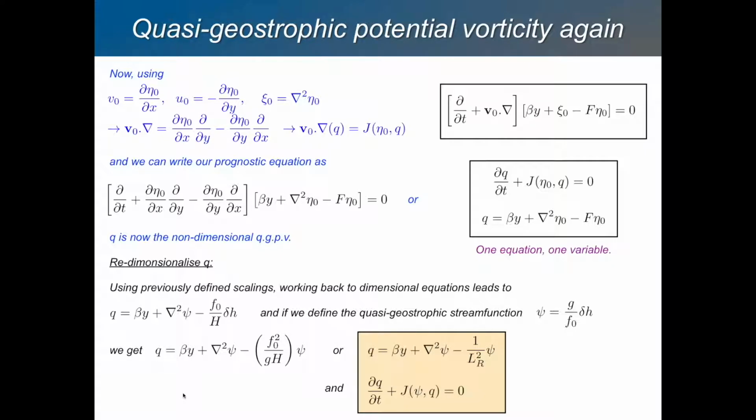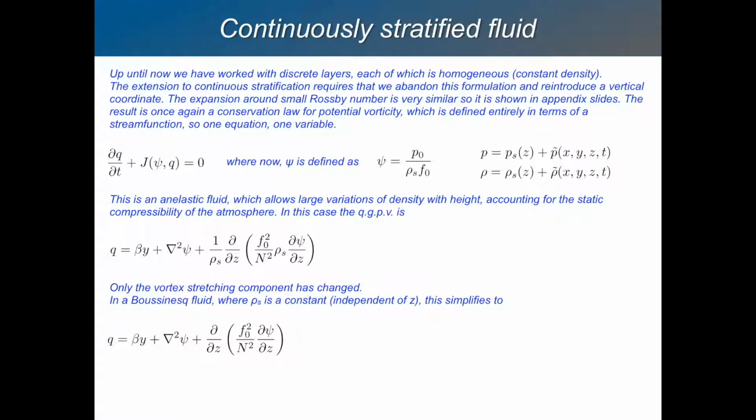So either definition of Q is all right. I'll just talk about the extension to more realistic fluids. Because so far we've been using the shallow water equations, just one shallow water layer. What if you want an atmosphere, or an ocean, where you have more realistic variations of density with the vertical and with the horizontal?